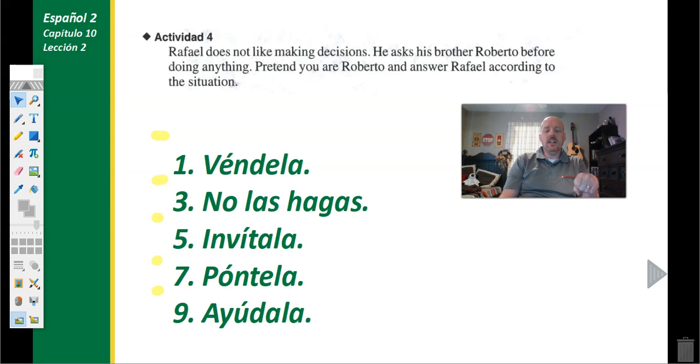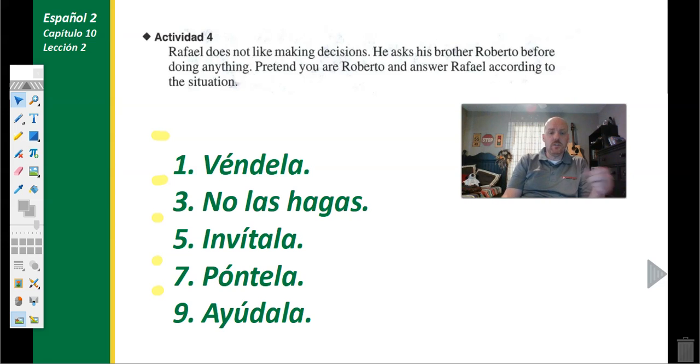Número 5, invítala. Invítala. Invite her. And again, invita, 3 syllables in that one. We had to mark with an accent the syllable that gets the emphasis. And if you listen to it, you can hear where that is. Invita. So when I add the pronoun to the end, invítala, I have to mark that emphasized syllable with an accent mark.